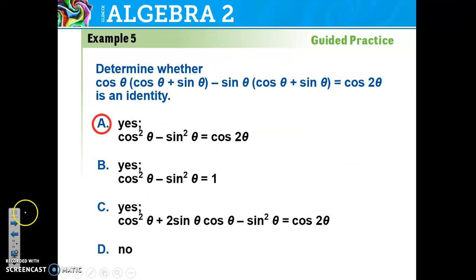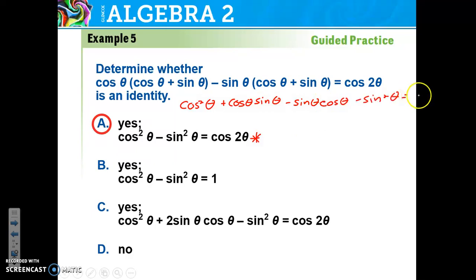Okay, your answer here should have been yes, this is an identity. And you should have ended up getting down to here. But the way you can do that is by distributing. So if I distribute, I end up with cosine of theta plus cosine theta sine theta, then minus sine theta cosine theta, minus sine squared theta equals the cosine of 2 theta. Of course, I'm putting my question marks, I'm verifying.